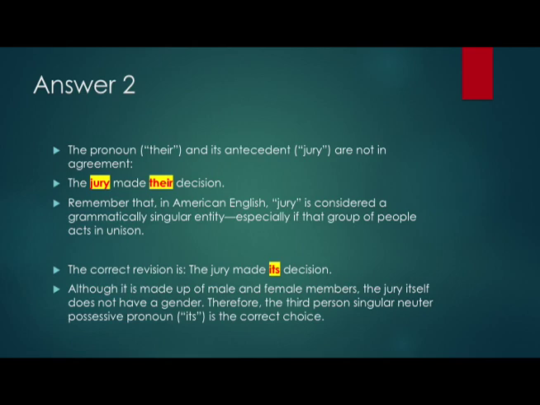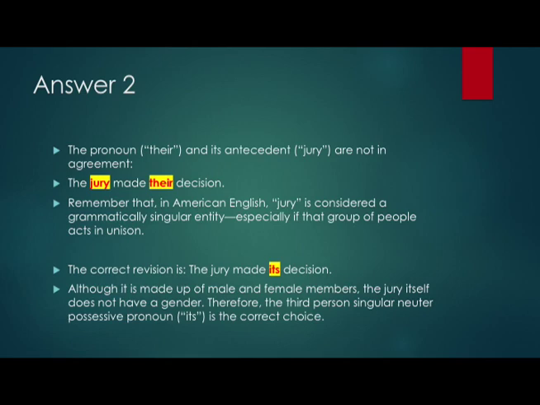So the correct revision is "the jury made its decision." Although it is made up of male and female members, the jury itself doesn't have a gender. Therefore, the third person singular neuter possessive pronoun "its," and remember, notice there's no apostrophe. "Its" as a possessive pronoun that does not have an apostrophe is the correct choice.